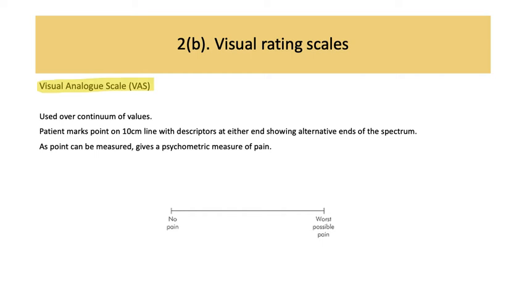Another way to measure pain is using visual rating scales, specifically the visual analog scale. It's used over a continuum of values. The patient marks a point on a 10 centimeter line, so there's a 10 centimeter line with descriptors at either end showing alternative ends of the spectrum. Then the doctor can measure this. So this means that your pain is around 63%. This is compared to 1 to 10. This is more towards the higher value, which is 100. It can go from 0 to 100 if you change it to percentage.